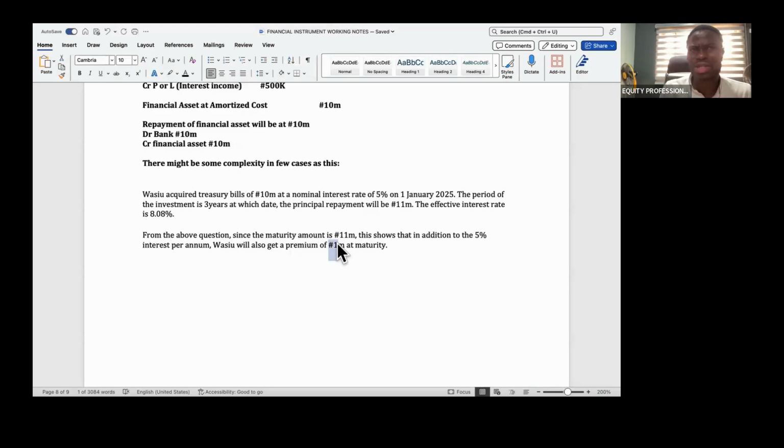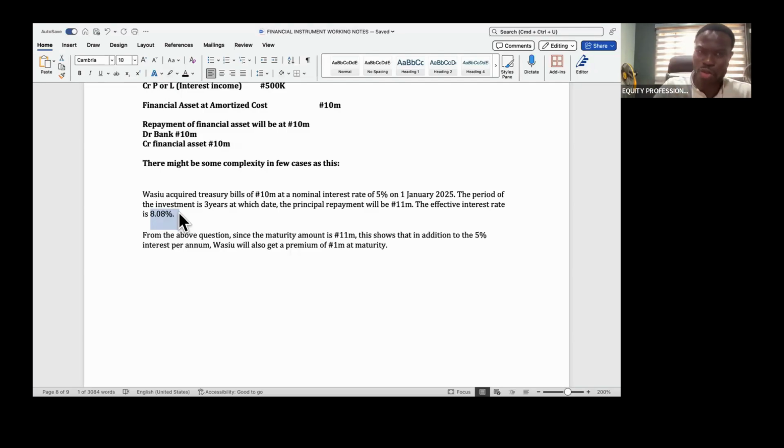And in accounting we don't do cash basis, we do accrual basis. So we expect that you spread that 1 million over 3 years. What can help us do that is this 8.08%. So the examiner will not bother you on looking for this 8.08, though in real life, in practice, you have to calculate this effective interest rate yourself. But in your exam, in ICAN exam, they will give it to you.